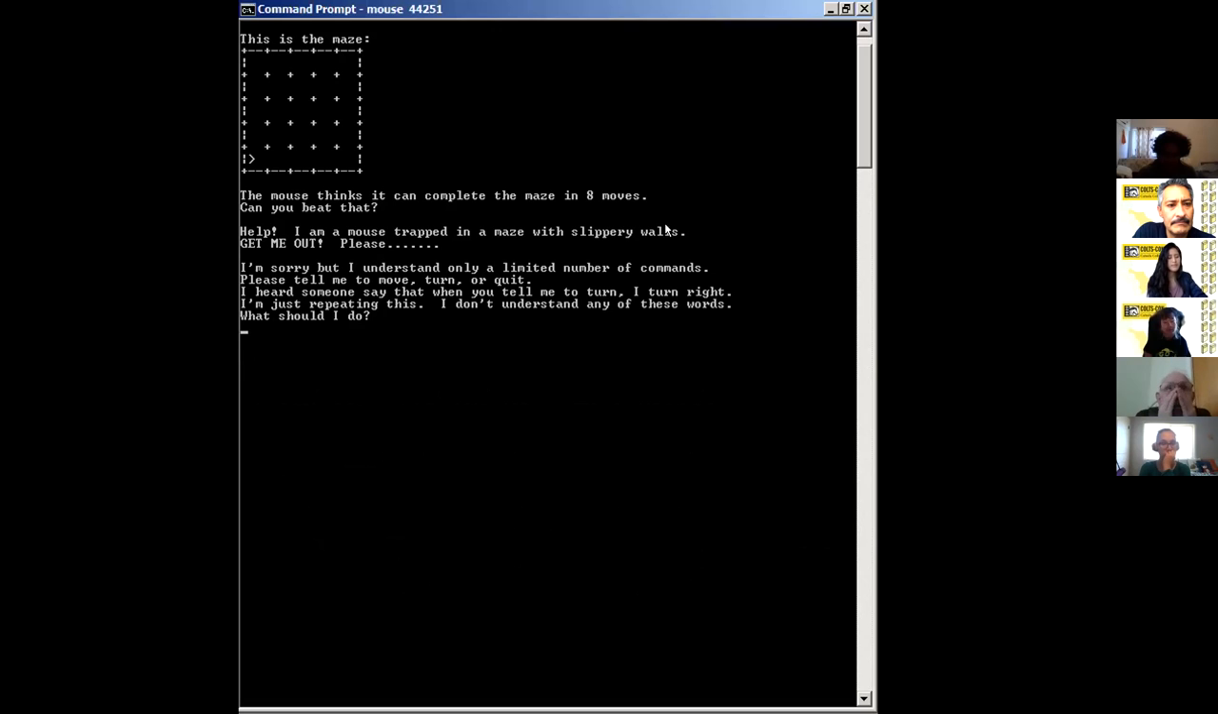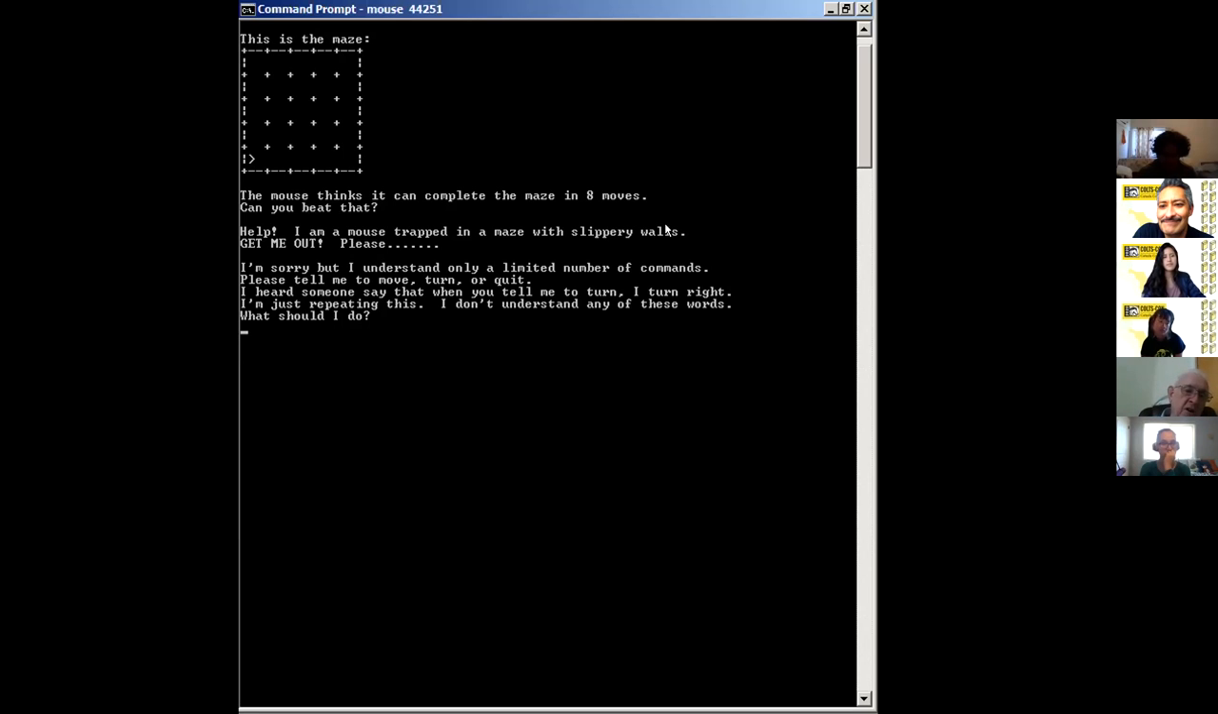So the idea here is that there's a mouse in a maze, and for now we just play with the mouse, and later on we'll have to see what exactly we figured out and what happened here. The mouse is the little arrow in the lower left-hand corner, and if the mouse makes it up to the square in the upper right, the mouse has escaped from the maze. It says the mouse thinks it can complete the maze in 8 moves. He's a mouse, so he's not all that smart.